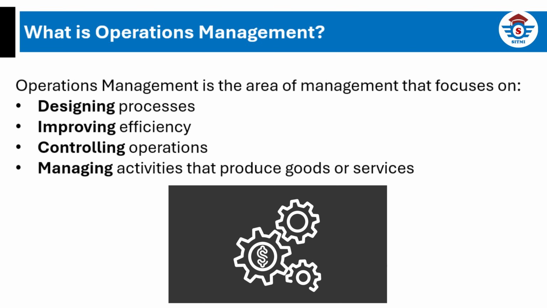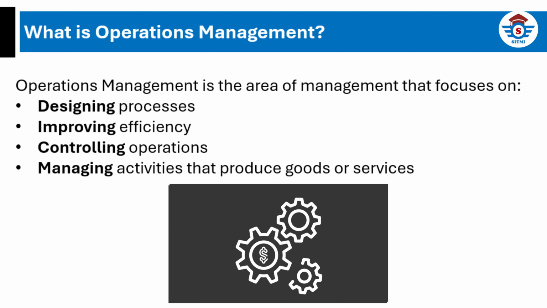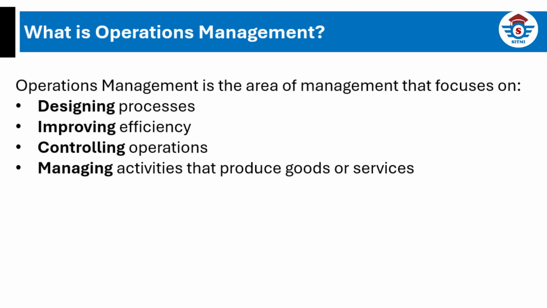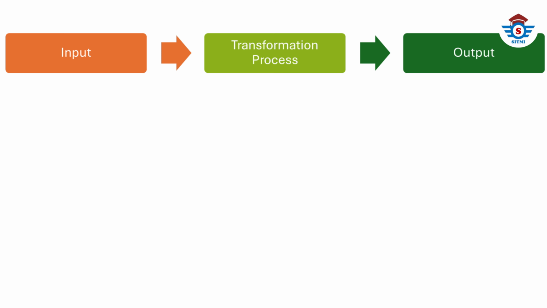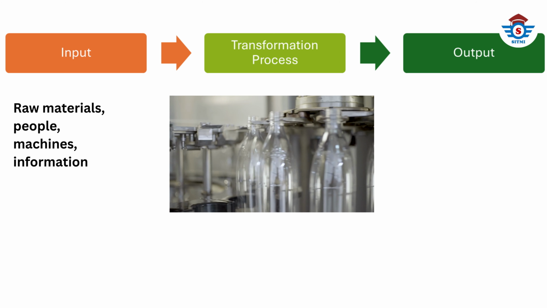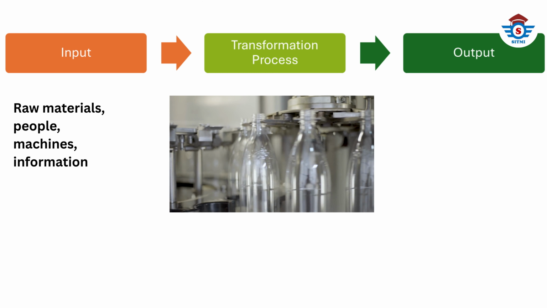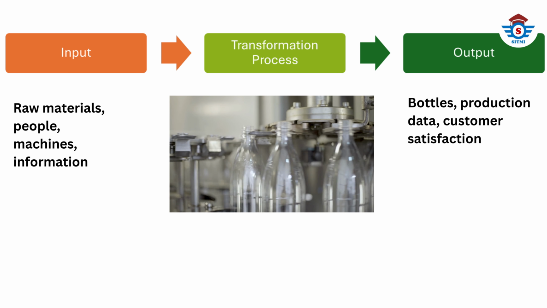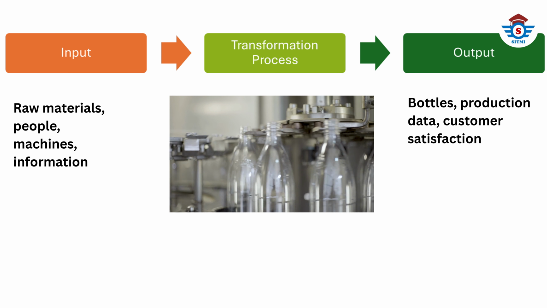Based on this, we can simply define operations management as the area of management that focuses on designing, improving, controlling, and managing all these processes used to produce goods or services. For example, in manufacturing operations like bottle production, inputs such as raw materials, people, equipment, and information are transformed into bottles, production data, and customer satisfaction.